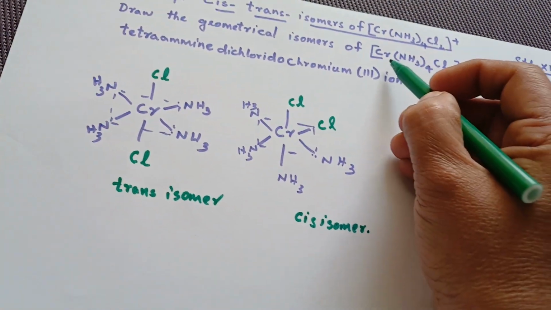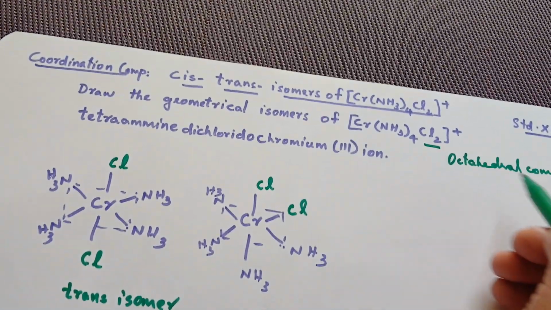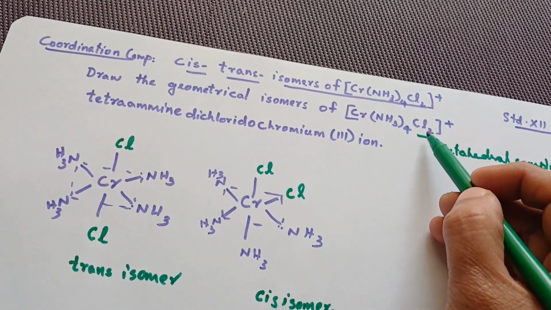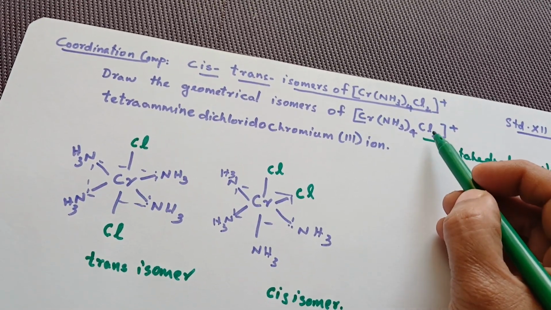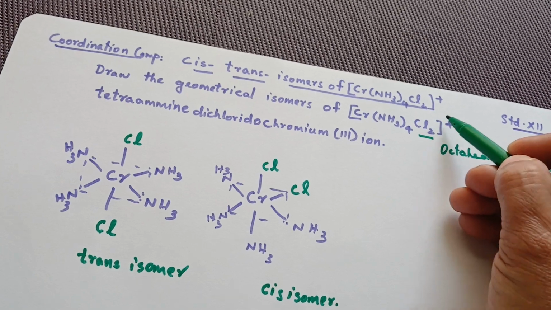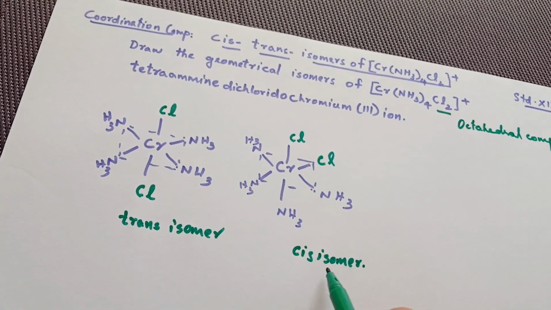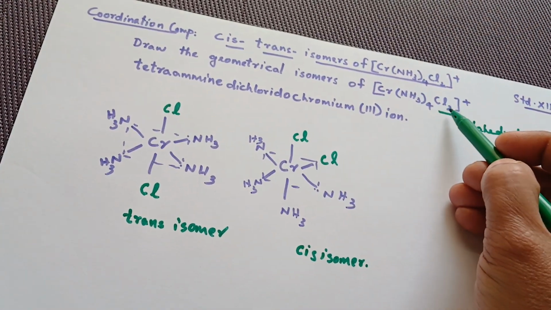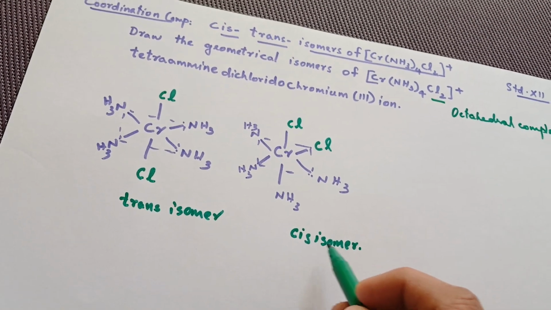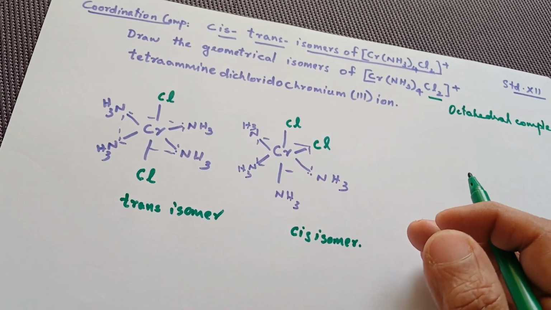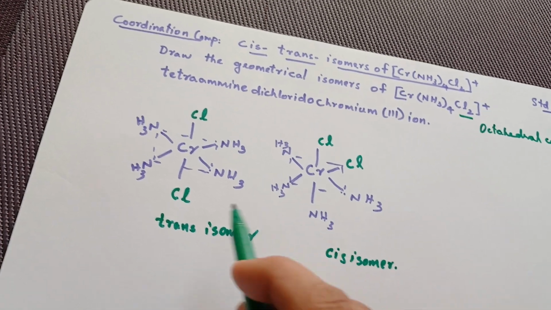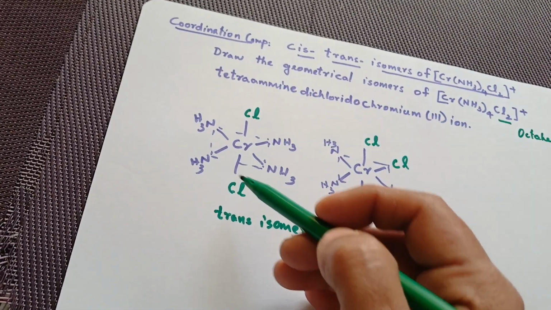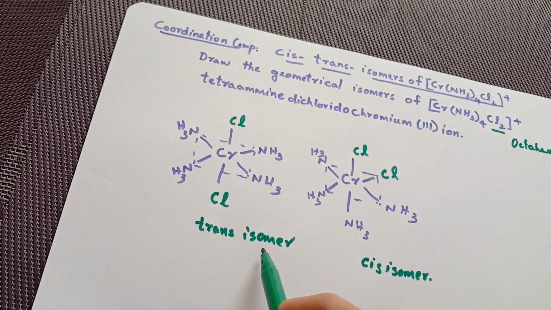So remember, in a compound like this, where it is an octahedral complex having 6 ligands, 4 of one kind and 2 of another, then the position of the lesser one will decide whether it is a cis isomer or a trans isomer. The 2 chloride ligands, if they are placed at cis positions, that is adjacent to each other, then it will be a cis isomer. If they are placed in trans positions, that is across each other, opposite, then that can be called the trans isomer.